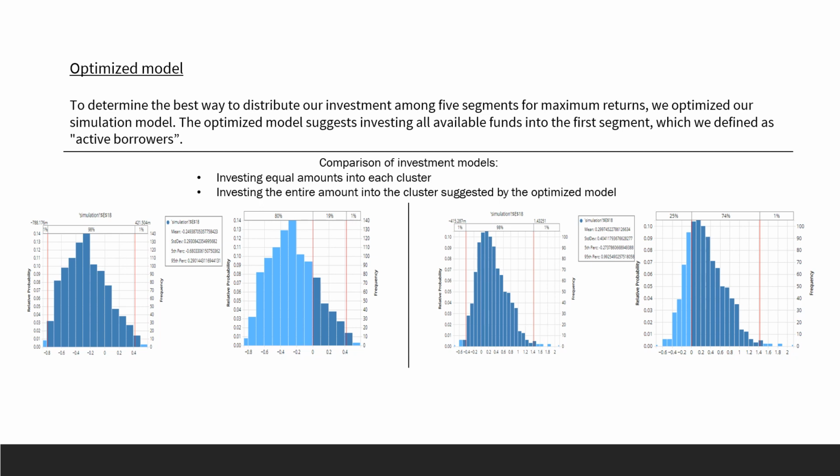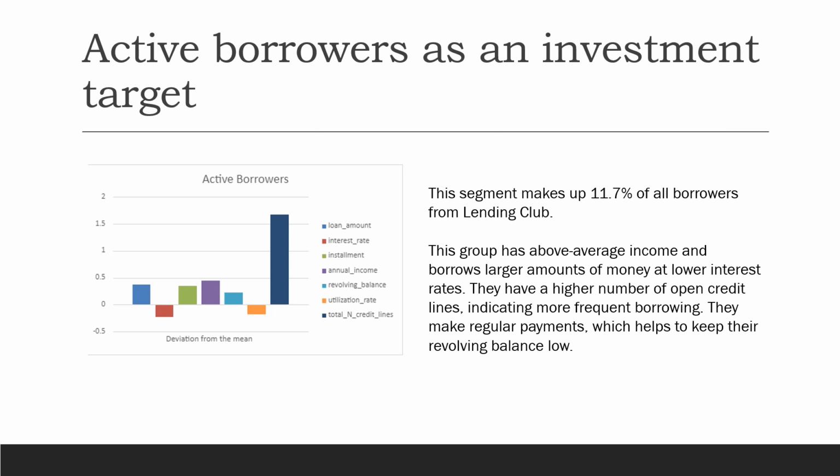To determine the best way to distribute our investment among 5 segments for maximum returns, we optimized our simulation model. The optimized model suggests investing all available funds into the first segment, which we defined as active borrowers. We now have an average return of plus 300,000 pesos and 75% of obtaining a profit compared to minus 250,000 pesos and 20% of obtaining a profit from our previous simulation. Let's take a closer look at this segment.